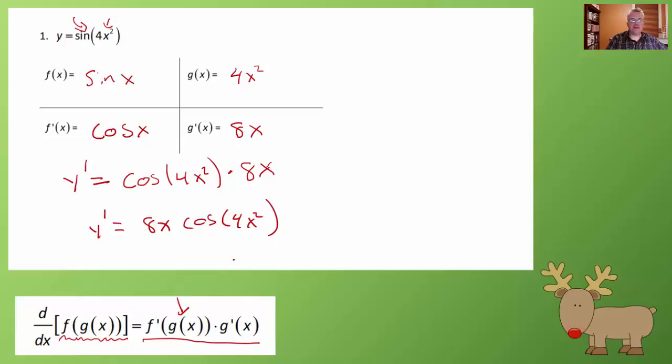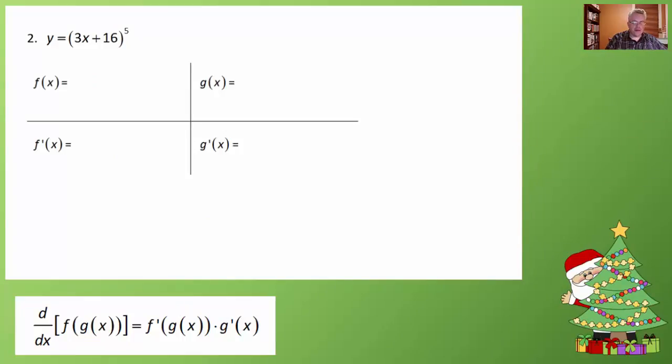Okay, so this takes a little getting used to. So again, we use the chain rule. It's a composition of functions. We have to identify what the outer function and the inner function is. And then we kind of substitute into the formula here. All right, a couple more examples.